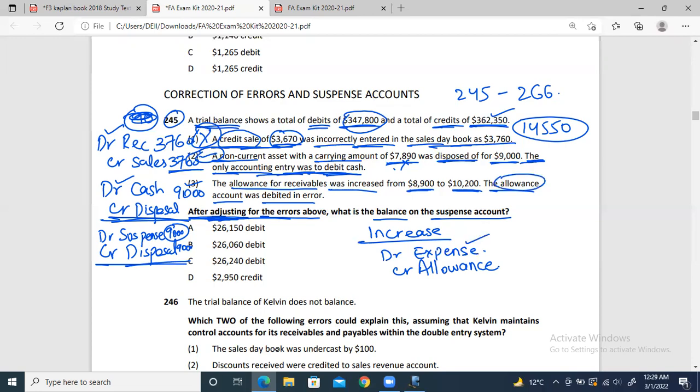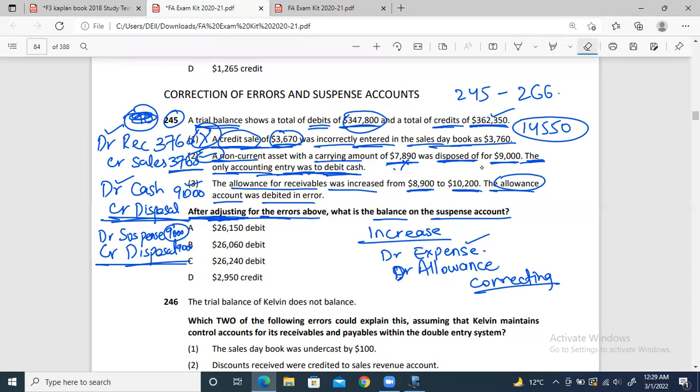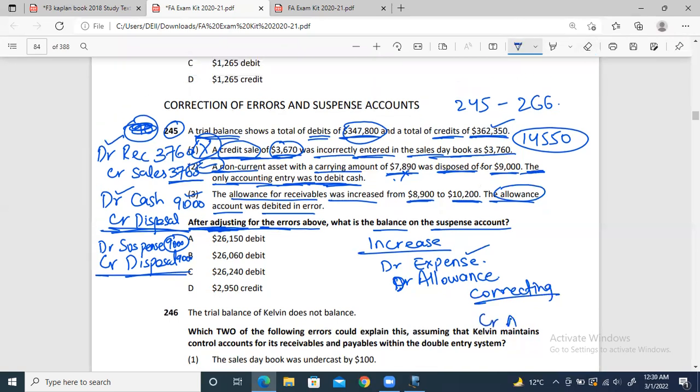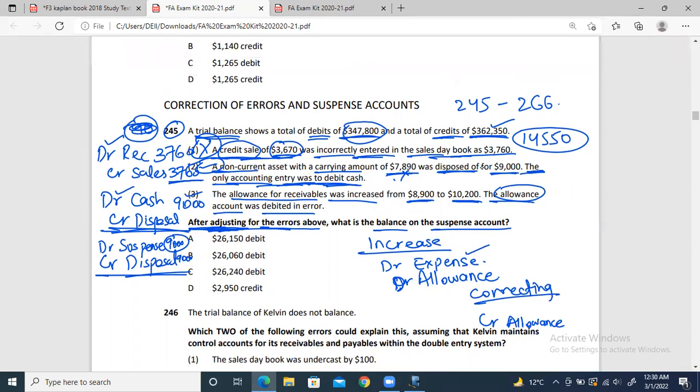So in actual, technically what had happened is we have done this entry. Look at the side: debit expense, debit allowance. But in actual, we needed to credit allowance, right? Now, for correcting this, I'm writing the correcting entry over here. For correcting this, that two times entry, remember? So we will credit allowance by the double amount. Now let's see what the increase is. First of all, let's find the increase. 10,200 minus 8,900 is 1,300. This is the increase.